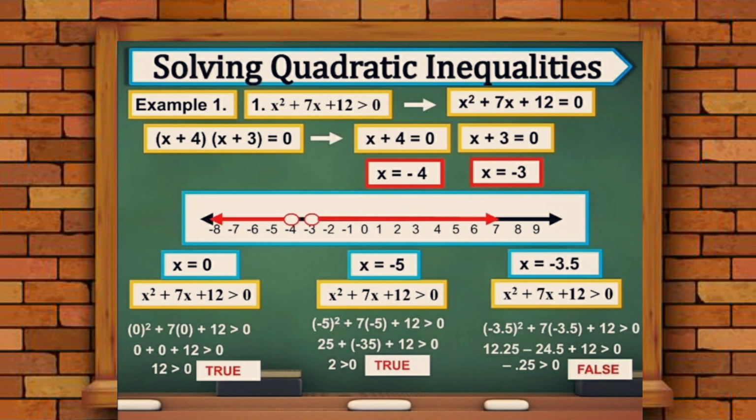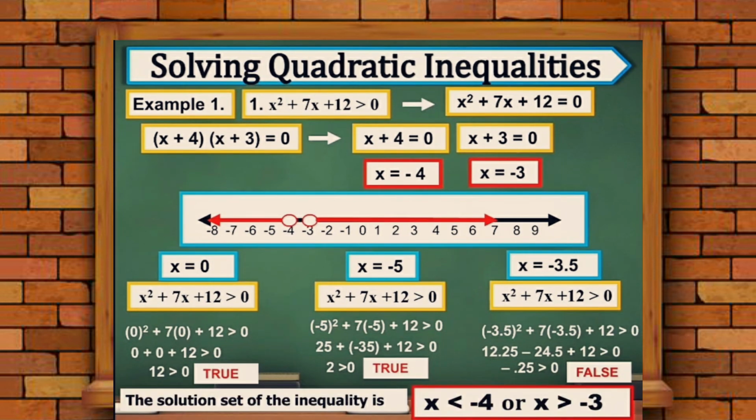And now, let's write the inequality. So the solution is separated. For that reason, we will also write it in a separate way. So, x is less than negative 4 or x is greater than negative 3. Well, the solution set of the inequality is x is less than negative 4 or x is greater than negative 3.